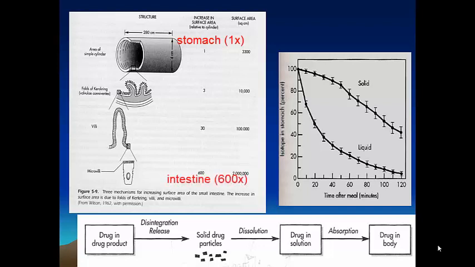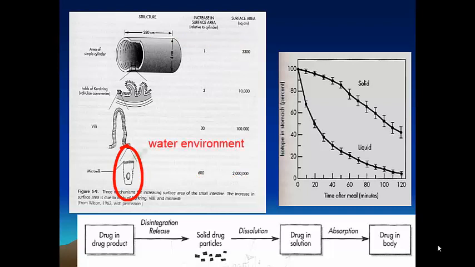At least 600-fold bigger contact area. And the other consideration is that the microvilli that surround the enterocyte are basically a water environment, which means that the drug must be in a water-soluble environment also in order to get to that membrane and cross the lipid barrier before it penetrates. So why is this all important? Well, most drugs don't really have a problem because they're going to dissolve very well in those gastric juices of the stomach.